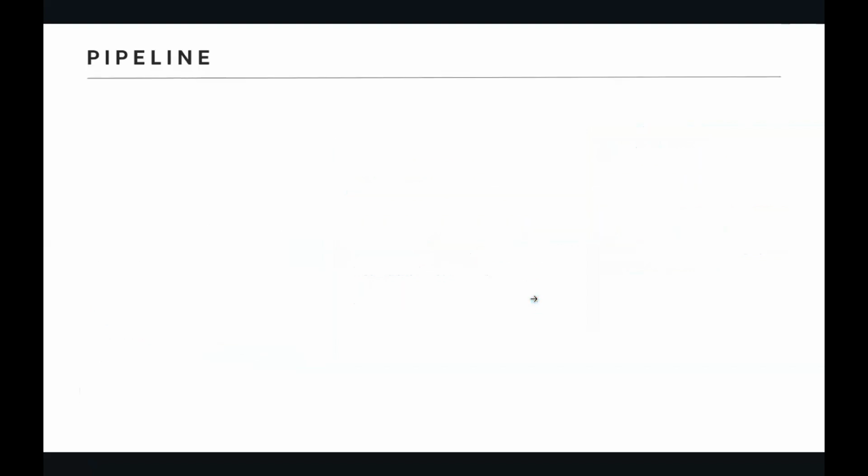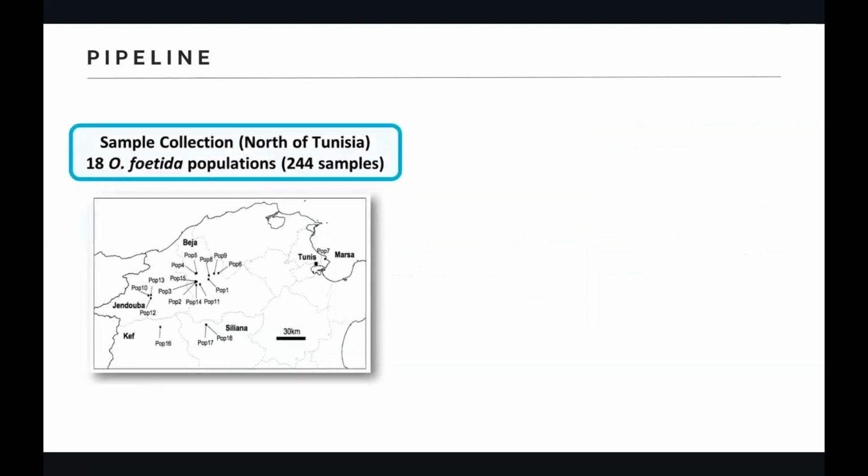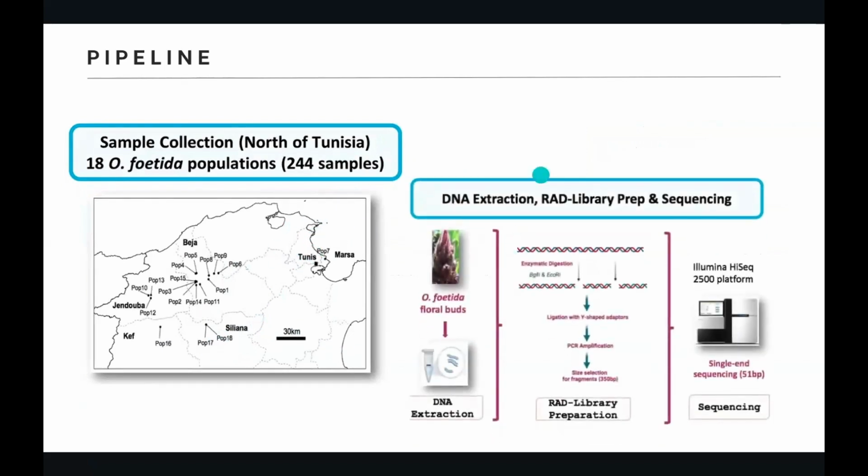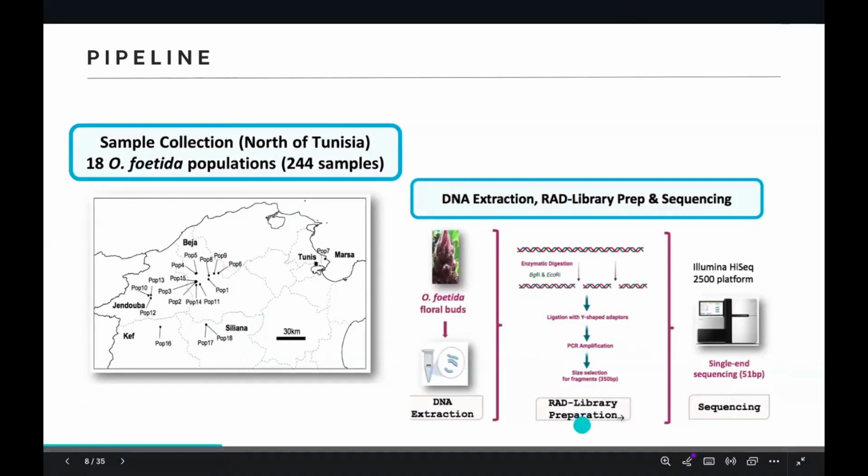So our methodological approach consists of collecting 18 populations of Orobanche foetida, including 244 samples from highly infested faba bean fields in northern Tunisia. Following the sample collection, we extracted DNA from fresh Orobanche foetida floral bags. Then we prepared the RAD library through 3 main steps: enzymatic digestion, adapter ligation, and PCR amplification. DNA fragments of approximately 350 base pairs were selected for single-end sequencing using the Illumina platform.